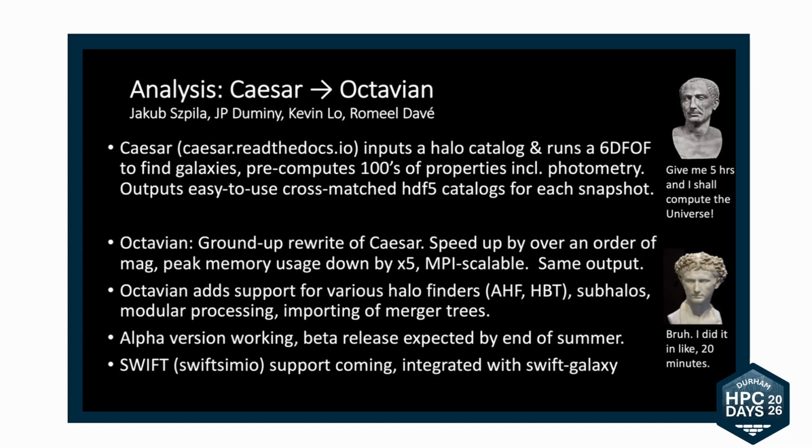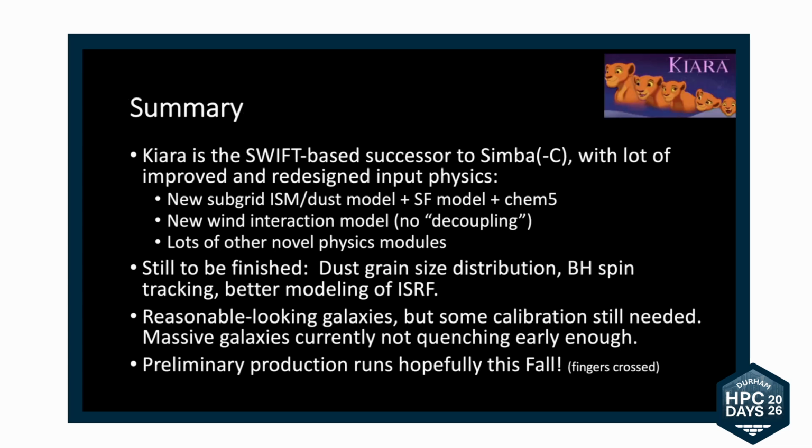The alpha version of this is working. We can get sort of Caesar-like catalogs out of it. The end user will not know any difference between an Octavian catalog and a Caesar catalog, but it will have been computed in an order of magnitude less time, right? And over the summer, we're going to be finishing this up and releasing a beta version, which we hope to apply not only to Kiara, but also to any other simulation, Flamingo, whatever's publicly available, TNG. It should all run through this. Okay, so I think I'm out of time, so I'll just stop here. Still a little bit of work to do on Kiara, calibrating everything, but generally, I think we're getting close.